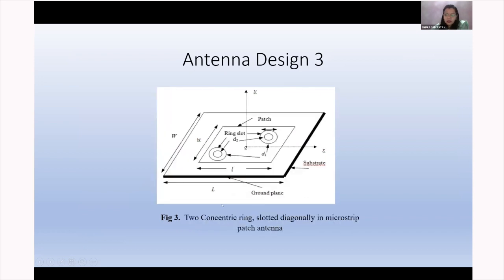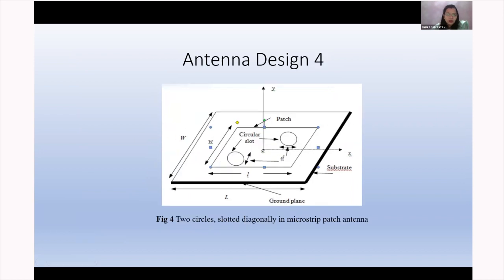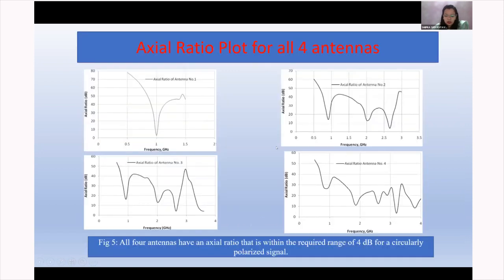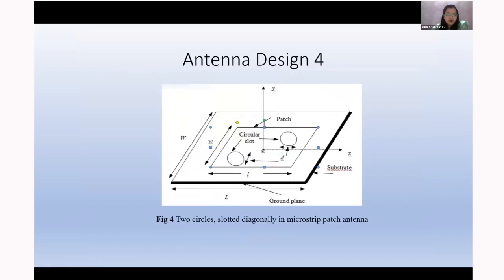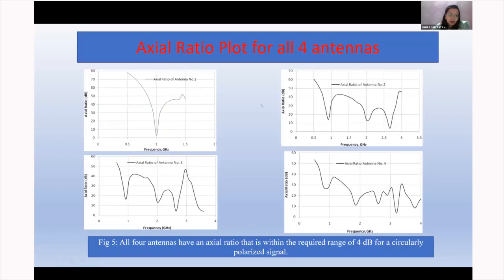And this is design number 3, in which I have chosen the annular ring slots. The upper ring diameter is 7.5 millimeter and the inner ring diameter is 6.5 millimeter. Now in design 4, I have chosen only the circular slot diagonally. I have simulated all 4 designs, and I have plotted the axial ratio using the i3D simulator.